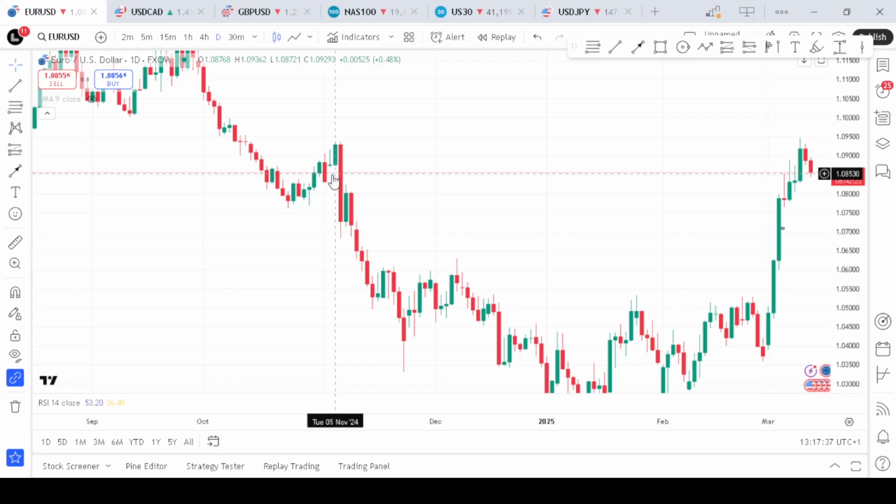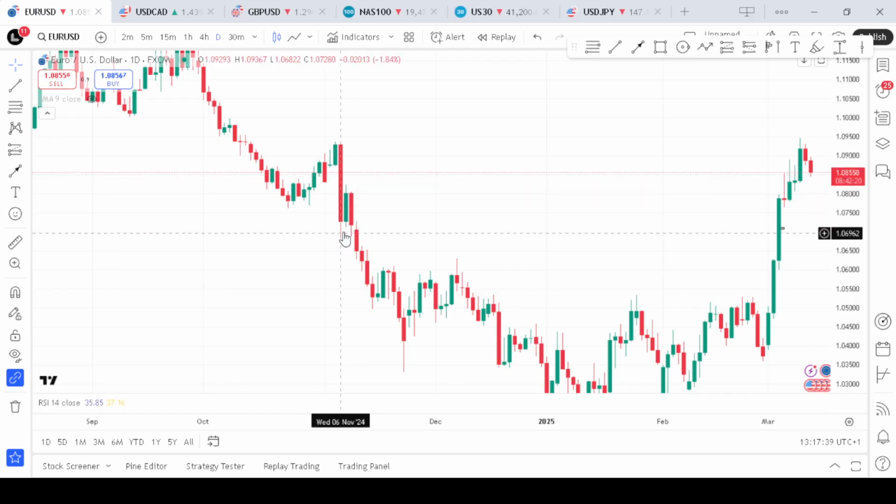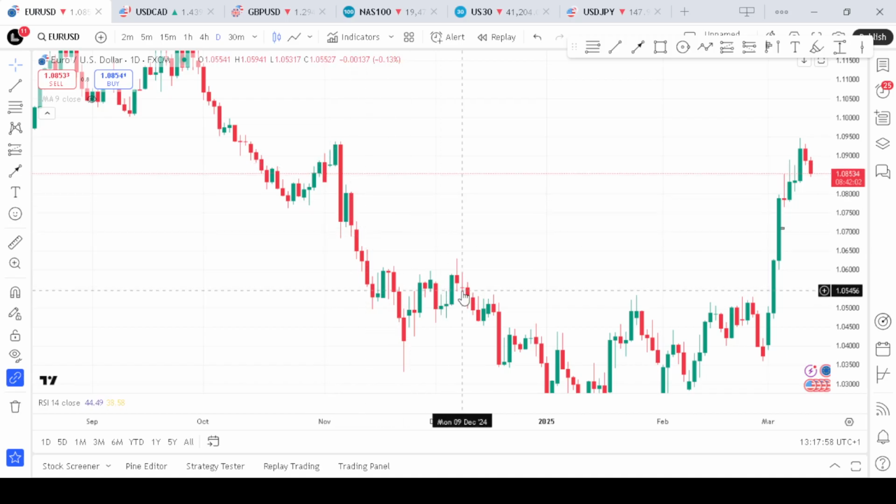When you see a very small body with almost no body at all, this is called a doji. This particular example is called a doji, which signals indecision, with buyers and sellers reaching a temporary stall state. This is an example of the doji with little or no body.